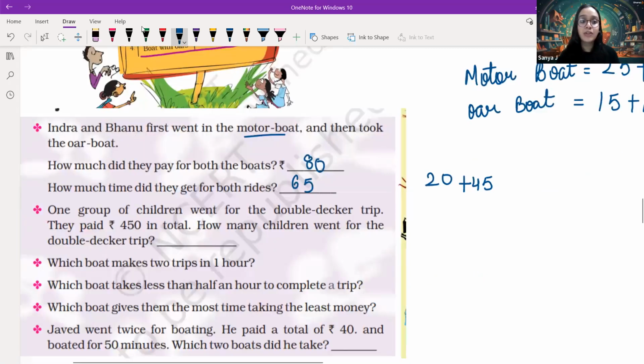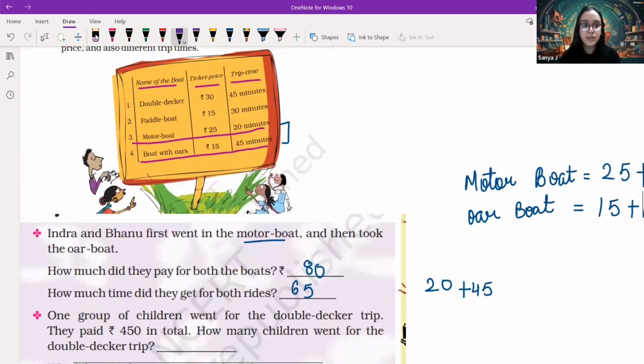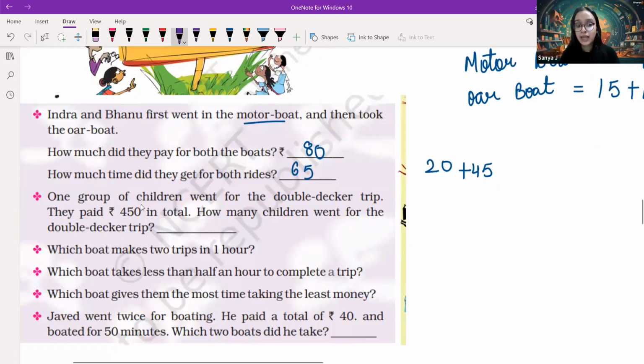Okay, let's have a look at the second question now. One group of children went for double decker trip. Here is double decker trip. They paid 450 in total. They have paid the amount 450. How many children went for the double-decker trip?